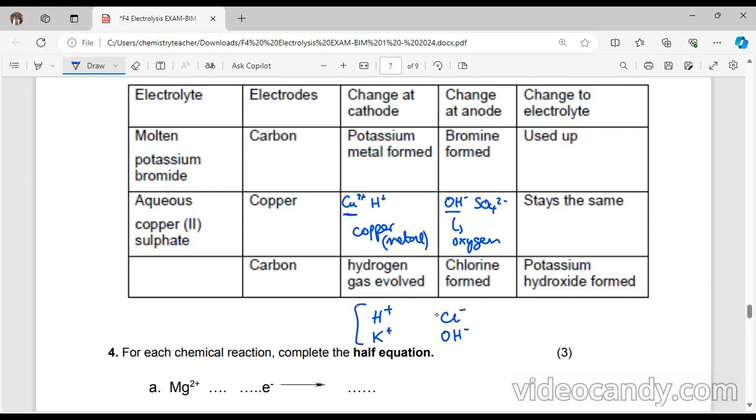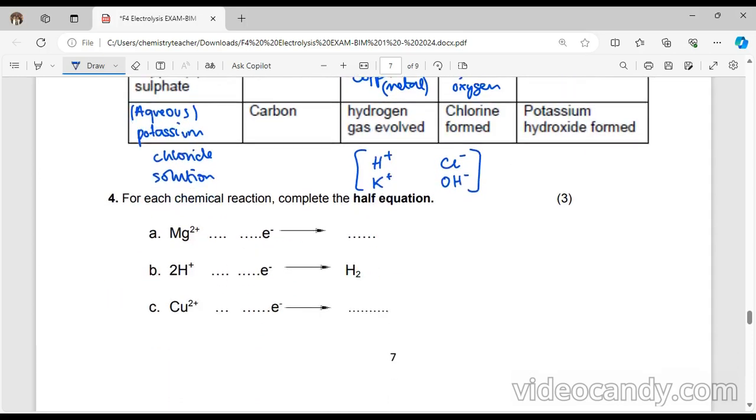So working backwards and looking at those ions present, if there's H plus and OH minus, we know that it's going to be some sort of solution, so aqueous, and that solution is going to be potassium chloride. So there's 2 ways of writing this. You can write aqueous potassium chloride, or you can write just potassium chloride solution.